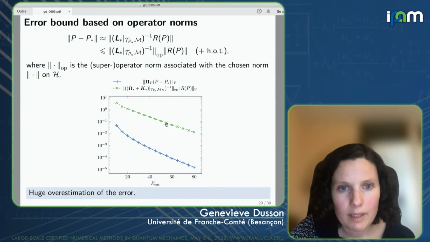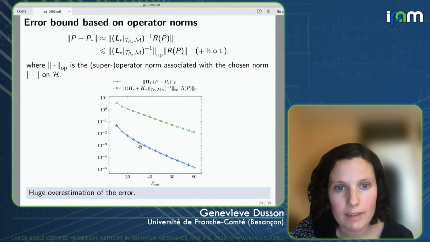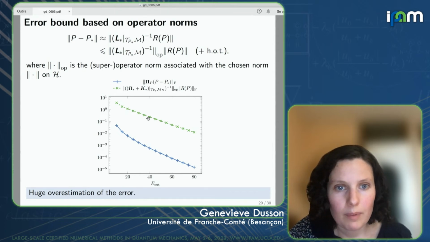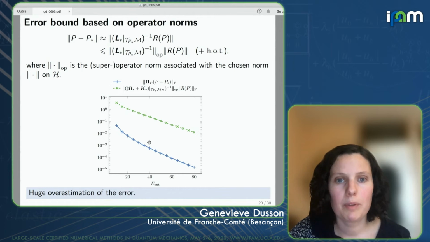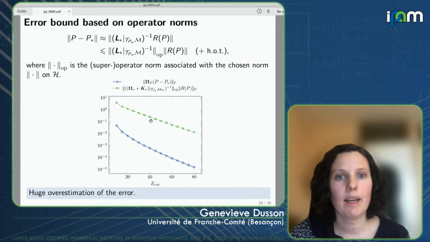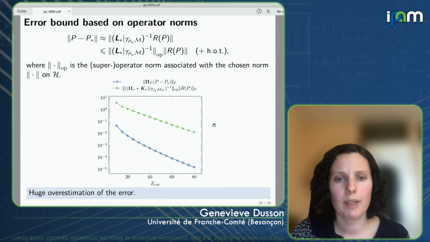But that's not the worst part. What's terrible is that the ratio between these two plots gets higher and higher. This means that asymptotically, we don't even have the right speed of convergence. So this is really a problem that we wanted to solve.